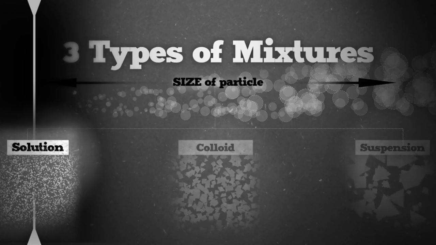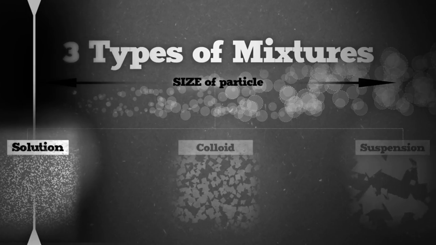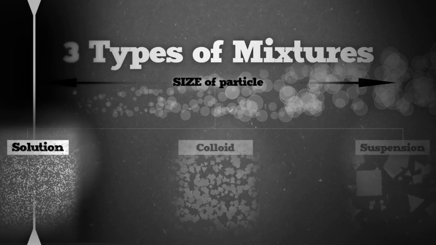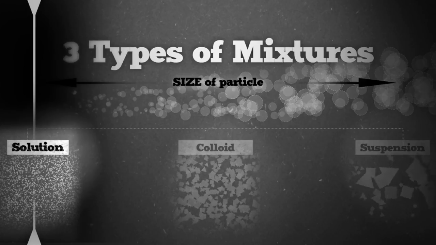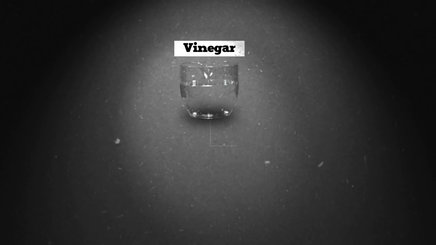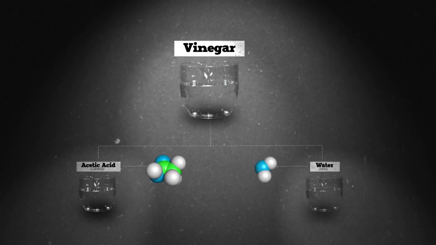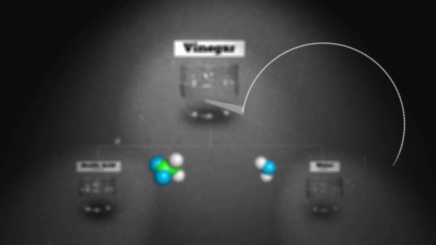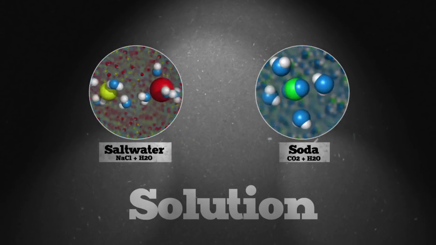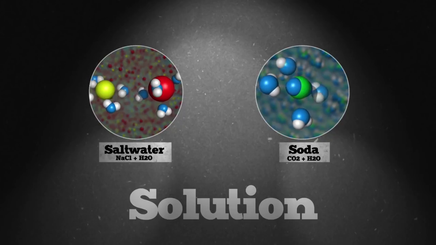Now, on the other end of the spectrum is a solution. The particles in this mixture are so small, they are the actual molecules. A solution is sort of like a suspension of molecules, where one type of molecule is blended or dissolved with another. Vinegar is an example of a solution where the molecules of acetic acid are blended with molecules of water. The chemical properties of the molecules haven't changed, they're just evenly mixed together now. Salt water and carbonated soda are both examples of solutions where other molecules are dissolved in water.